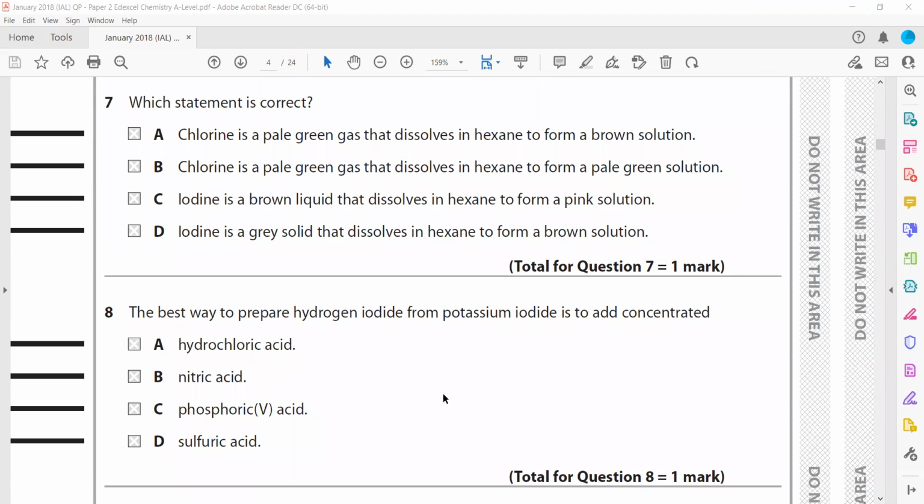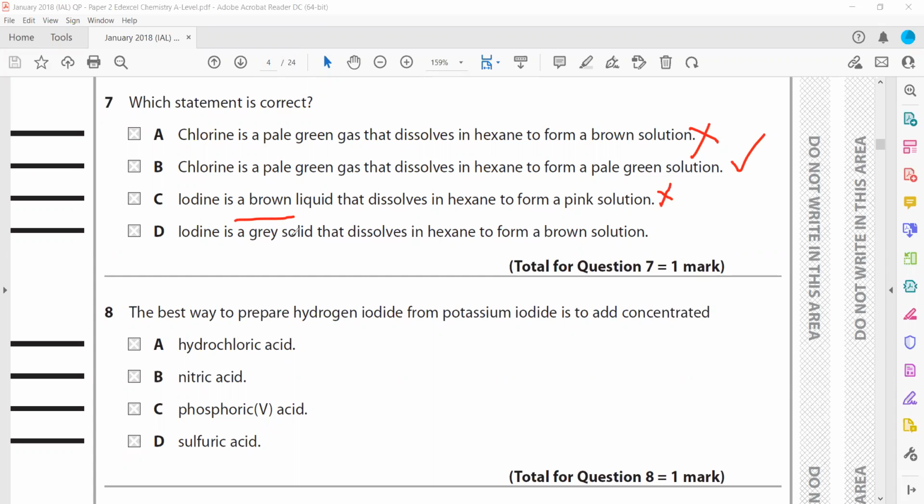Which statement is correct? Chlorine is a pale green gas that dissolves in hexane to form a brown solution. Chlorine is not forming a brown solution in hexane, so that is not the right statement. Chlorine is a pale green gas that dissolves in hexane to form a pale green solution. That is true. And iodine is a brown liquid. Iodine is not a brown liquid, so this statement is totally wrong.